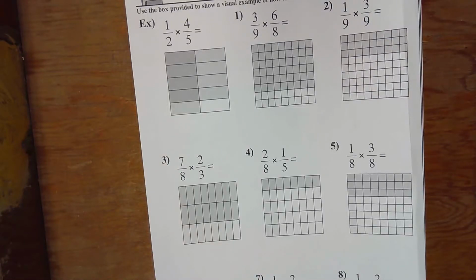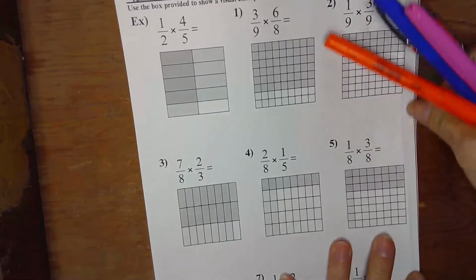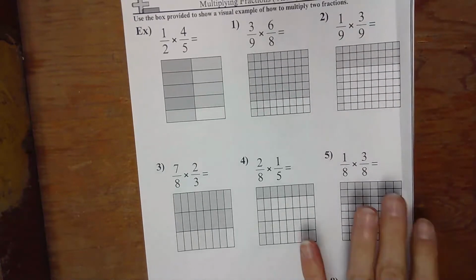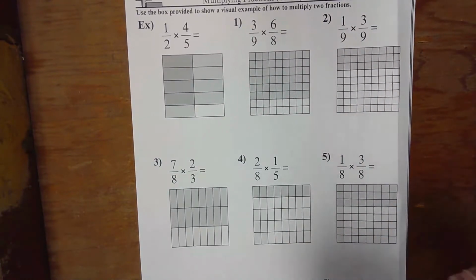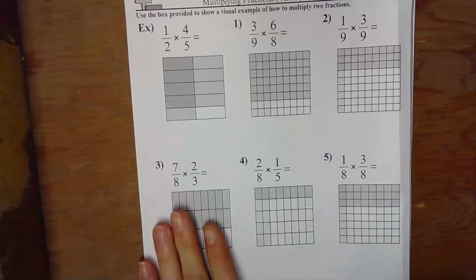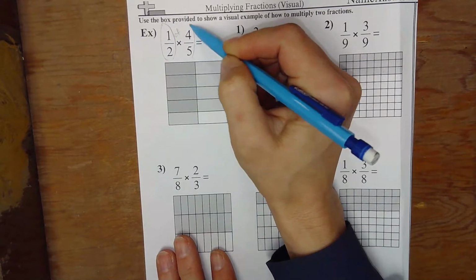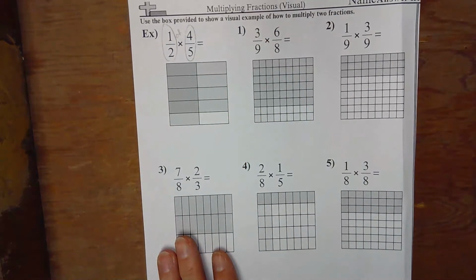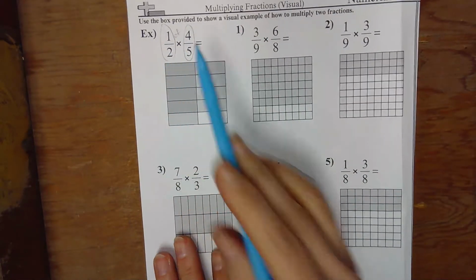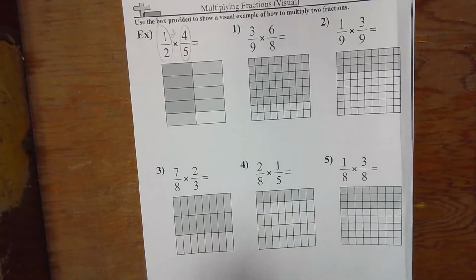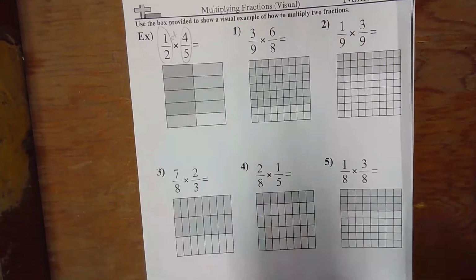We need to continue a little bit more using models to show you why when you multiply with fractions, the answer is getting smaller. You should remember, generally, it's because you are taking part of a part. So you're taking half of 4/5. Now, how does that show up in this model?